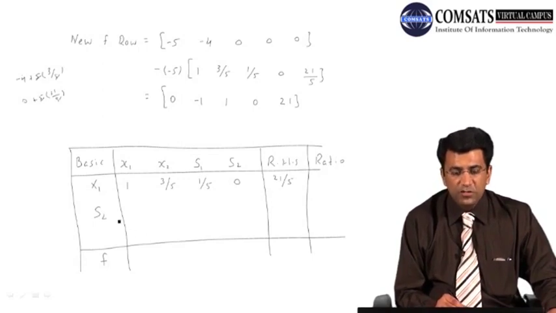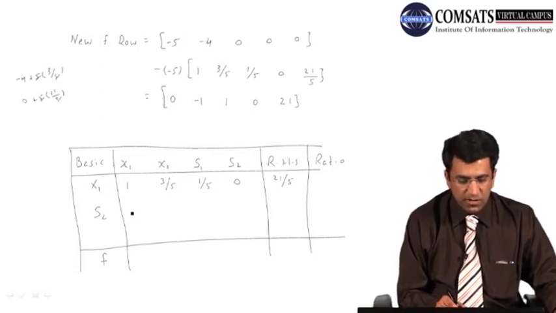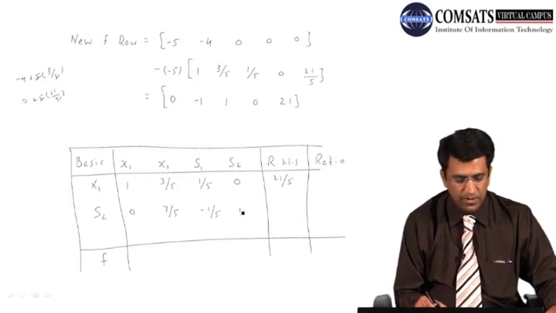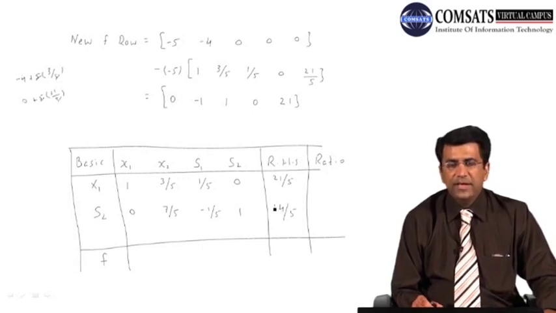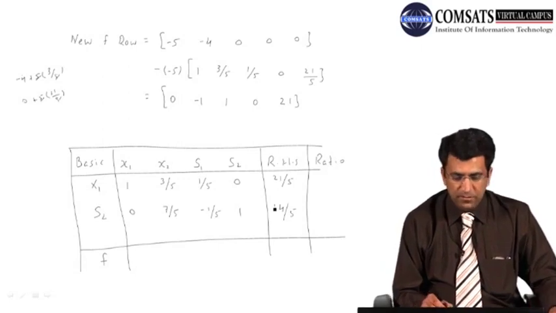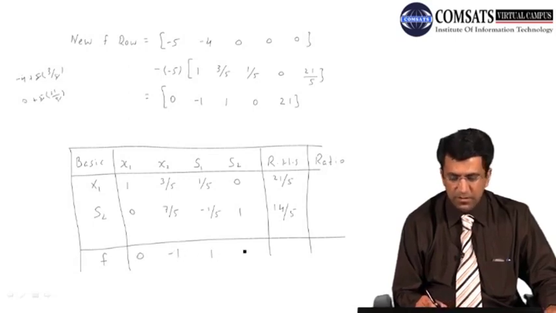We have already found the new S2 row, so we will write down the values of the new S2 row here. The values of the new S2 row are 0, 7 by 5, minus 1 by 5, 1 and 14 by 5. Again, we have already found the new F row. We will write these values of the new F row here, that is 0, minus 1, 1, 0 and 21.